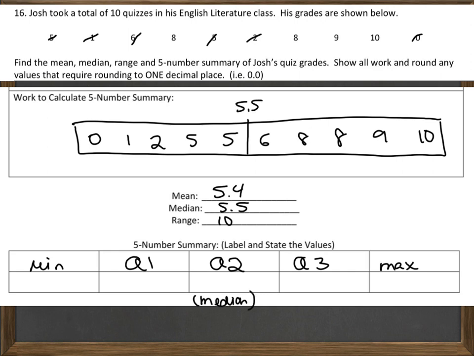Okay, so we already found our Q2, right? We've already found our median, so we don't really need to work for that. We can just say that this is 5.5. The minimum, of course, is 0, so we can put that there. And the maximum is, of course, 10, right? So that's pretty easy. So really the only work left to do is to find Q1. Notice I've already cut this data set into 2 equal-sized parts. So then I just find the middle number of the bottom half, and that's going to be Q1. And then I just find the middle number of the top half, and that's going to be Q3. So that's it.